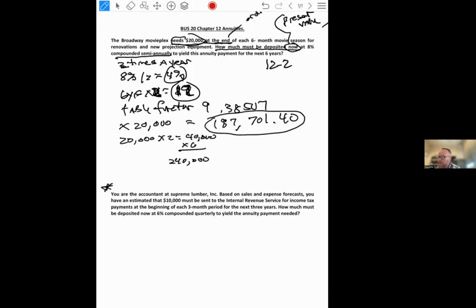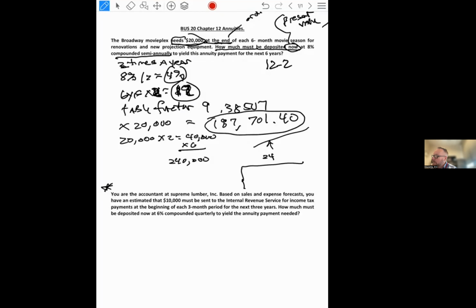Okay, you could also divide this amount by the 24. And that would give you how much they have to deposit every time. So I don't know if it's asking for that. What's the question asking for? To yield this annuity, how much must each deposit now at 8% compounded semiannually? Okay, yeah, so we should have divided the 187,701.40 by 24. So let me do that. Sorry about that. I didn't finish the question. I just got to that point and I stopped.